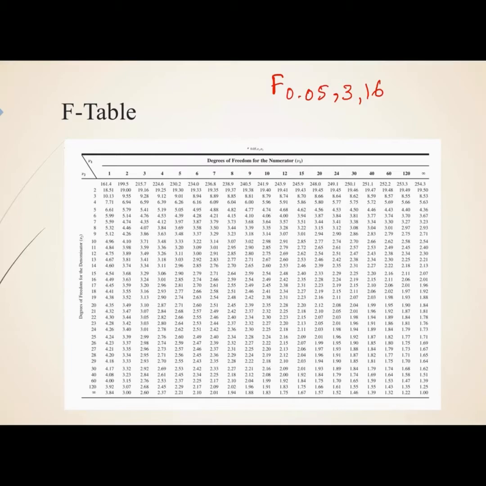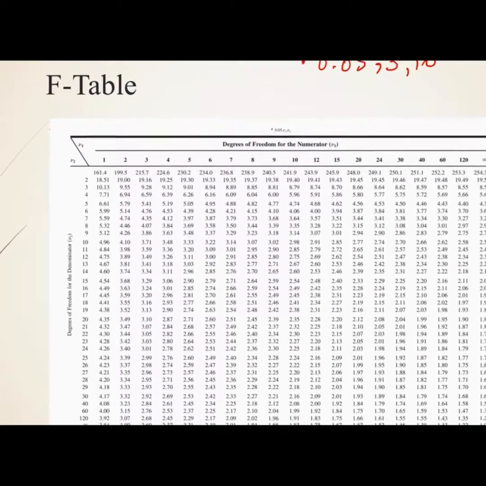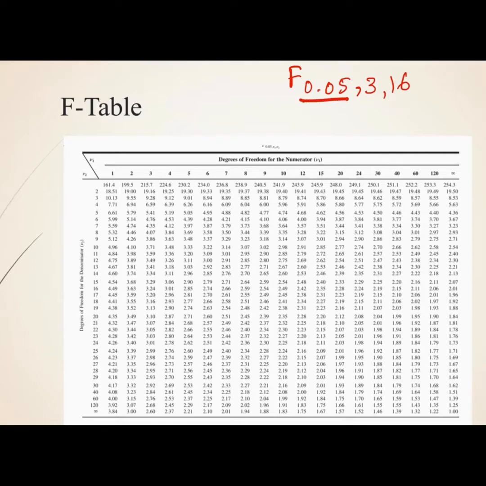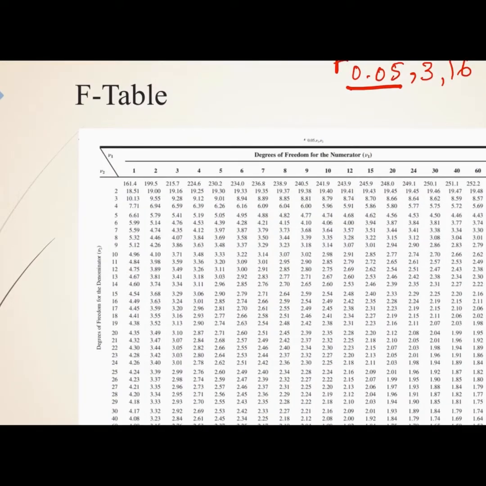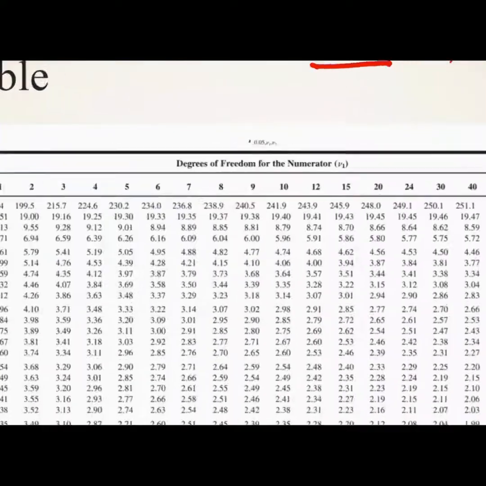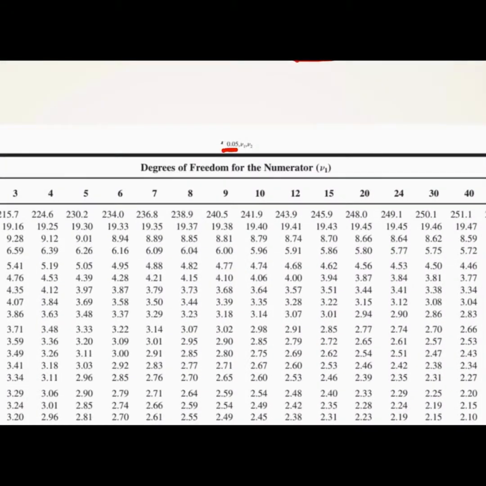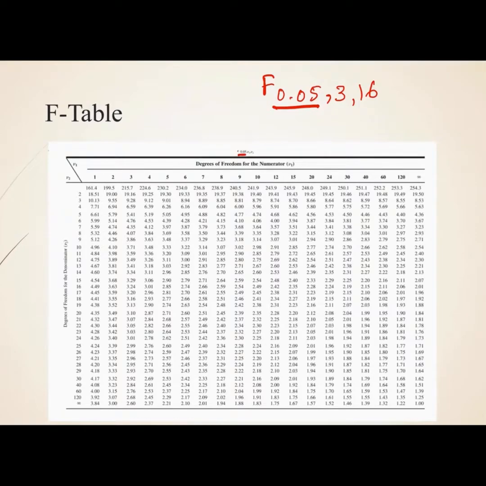So we go to the F table here, and there is a different F table for a different significance level. We have one for 0.025, and one for 0.05 and 0.1 and so on. Since our significance level is 0.05, we go to the table which says F 0.05, and it takes 2 degrees of freedom, 3 and 16. The first degrees of freedom is V1, which is 3, and the second is 16. We just get the value where these two intersect. That looks like it's 3.24 here.